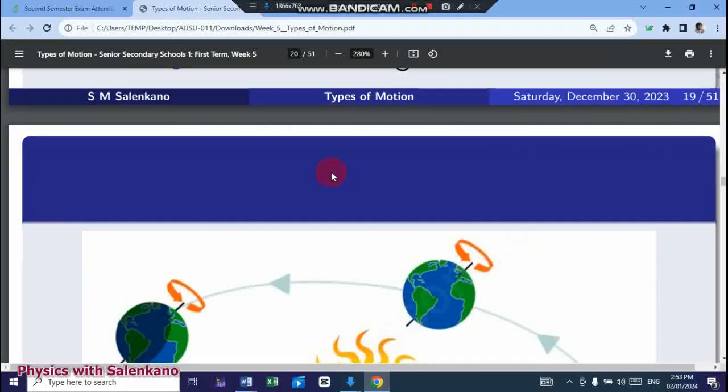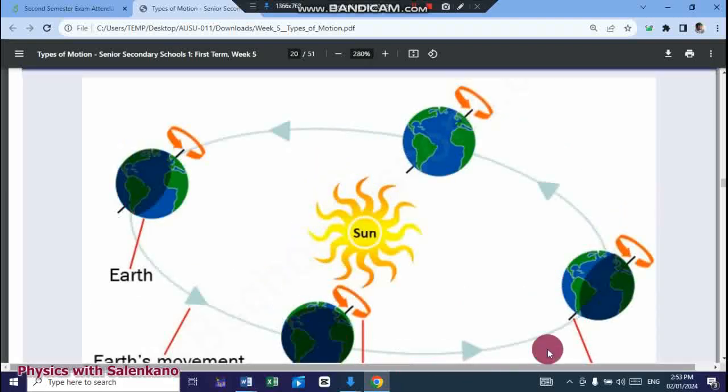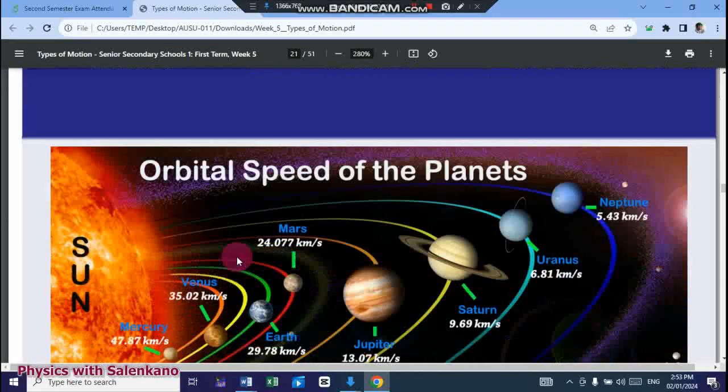While the earth is rotating about its axis, the axis is a line that passes through the center of the earth. This is the earth. You see, this is the axis of the earth. This line that you see here, it is rotating, and at the same time it is also orbiting round the sun. This orbital motion is also called rotational motion. As you can see here, Earth orbiting around the sun is also an example of rotational motion.